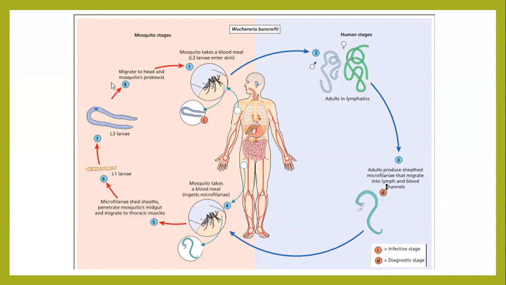The stage 3 larva move to the head and reach the mosquito's proboscis. Then the mosquito takes a blood meal and releases these microfilaria into the skin. In the skin, these microfilaria mature. It enters the lymphatics, and the microfilaria mature into the adult form, and then the adult female starts laying microfilaria that move into the lymphatics and the blood channels.